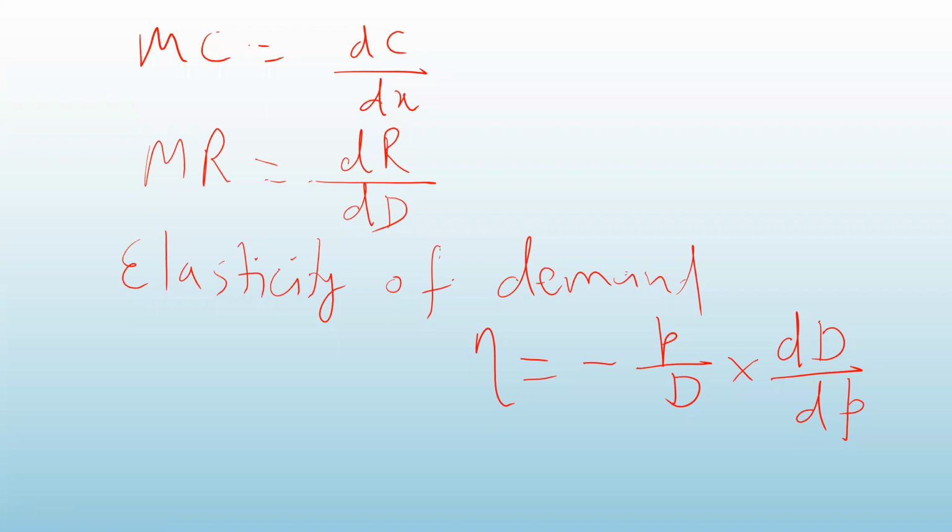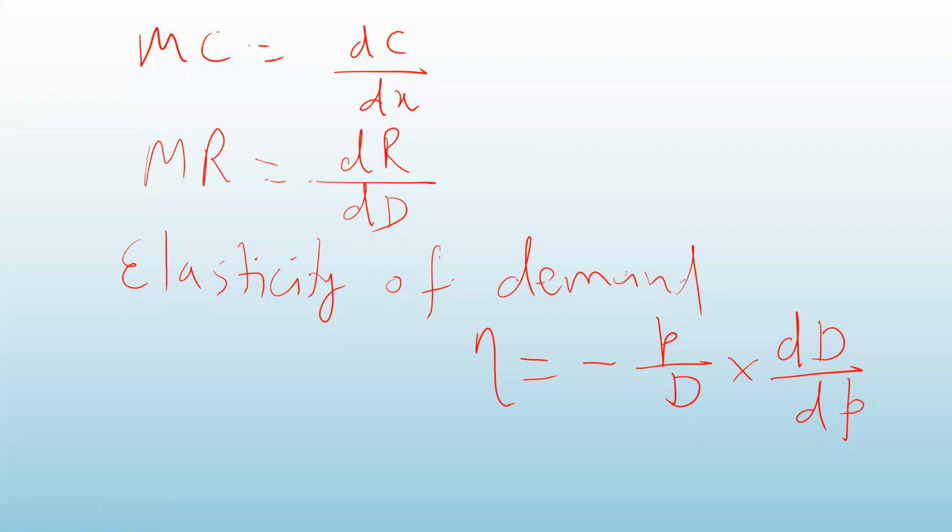Then the third application, which I think in the last lecture only we saw, how to find out the elasticity of demand. So elasticity of demand, which we denote by eta, which is a Greek symbol eta, it is given by minus P divided by D into derivative of D with respect to P. And we have solved some problems where we have calculated the elasticity of demand at a given price. Okay. So this much we have seen in the last class.